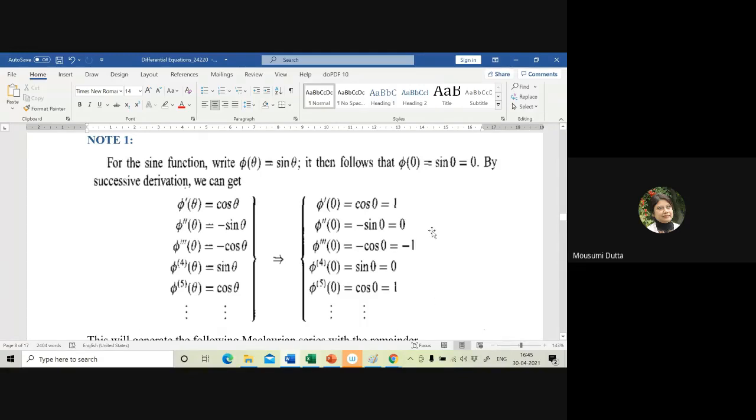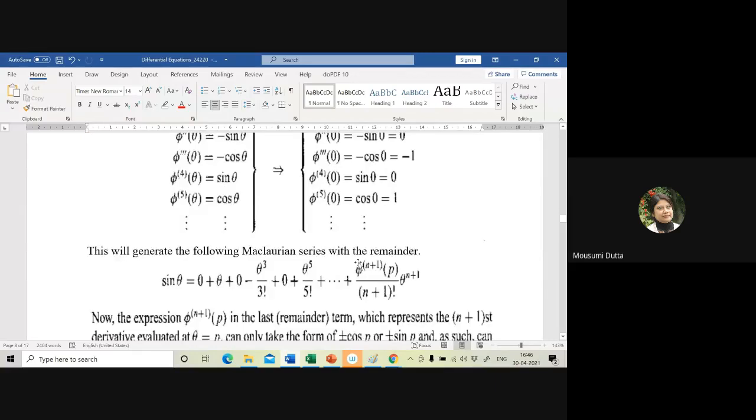Now you tell me whether you are understanding this part. If I put theta equal to 0, the derivatives will take these values. So mechanically, at least you are understanding this matter? Yes, ma'am. Okay.